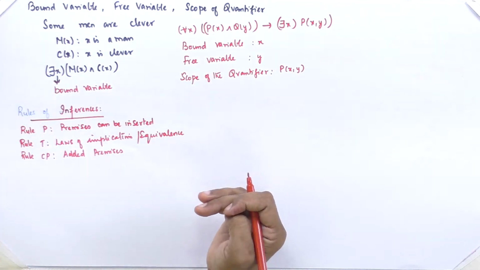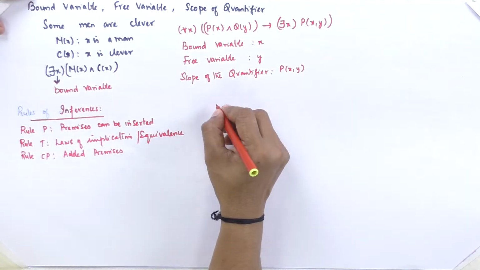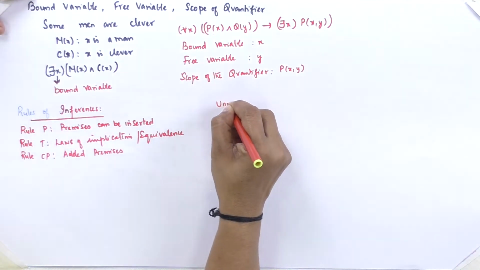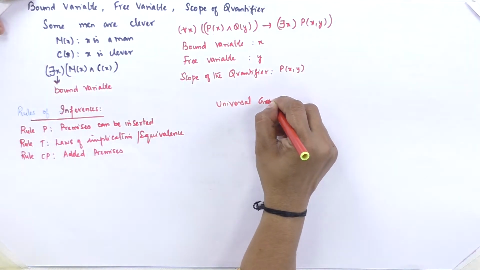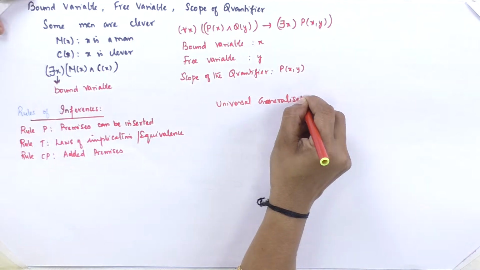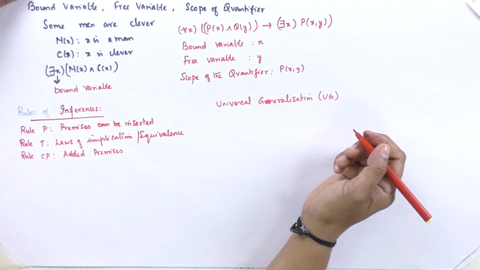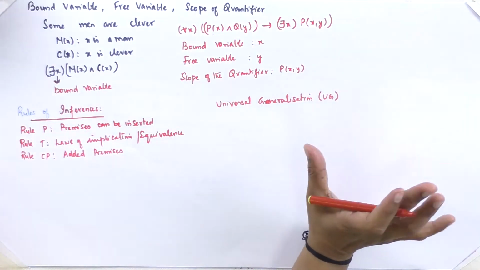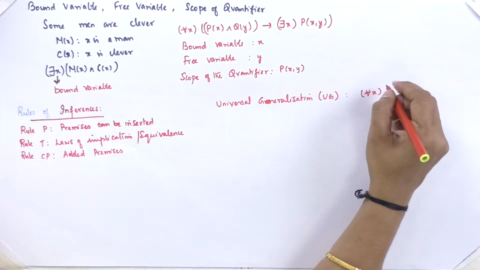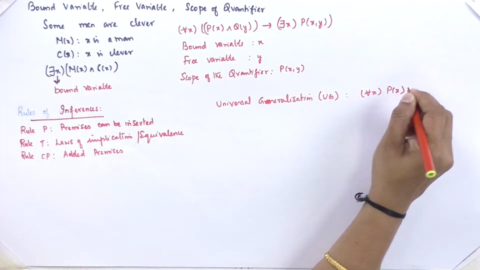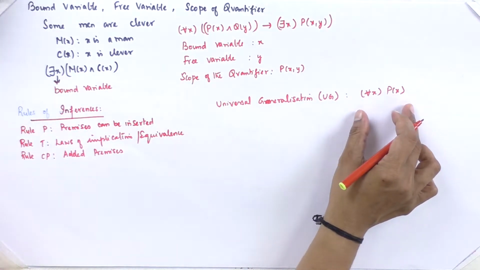Before that, we also have rules of inference such as universal generalization, in short written as UG. Universal, we all know, is the quantification symbol for all x. Any statement we can have as P of x. This is universal generalization; a statement will have this form.